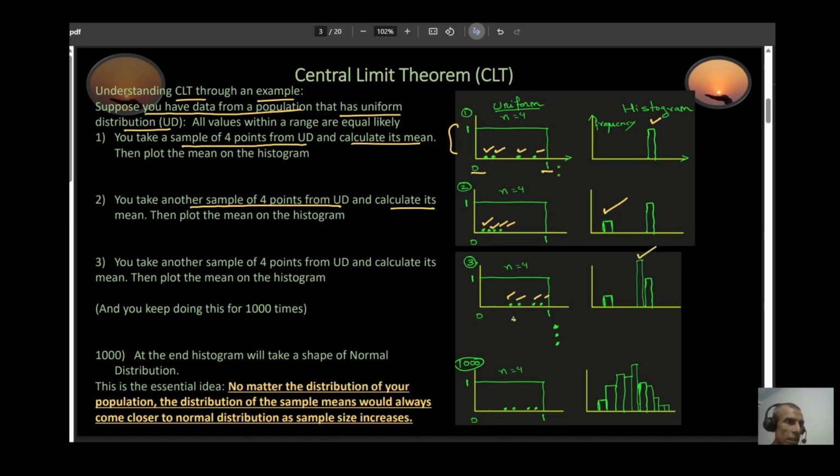And I keep doing it like this 1000 times. At the end, you are going to notice that the shape of your histogram will be almost like a normal distribution, something like that.